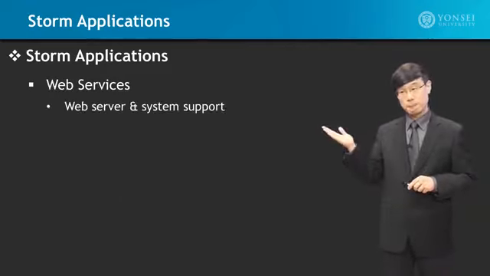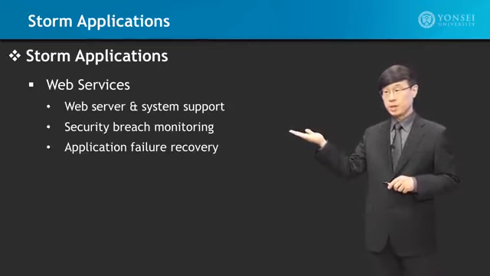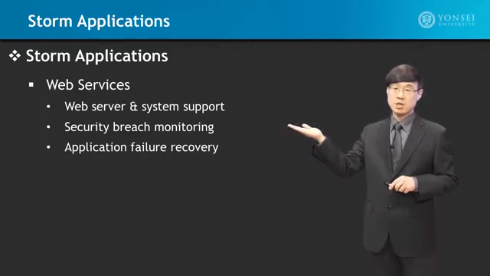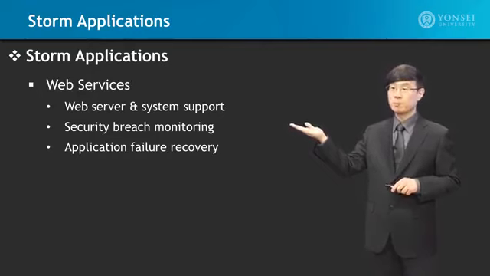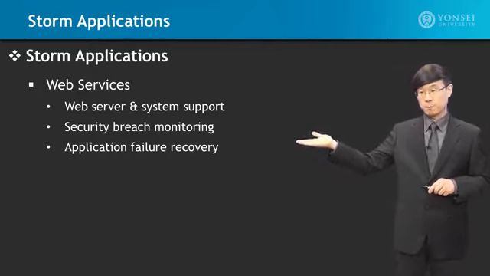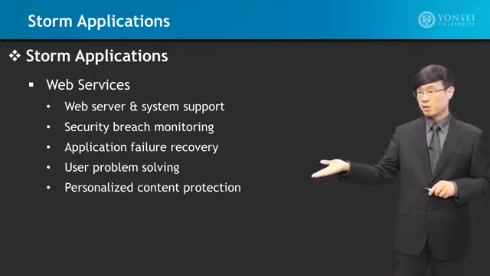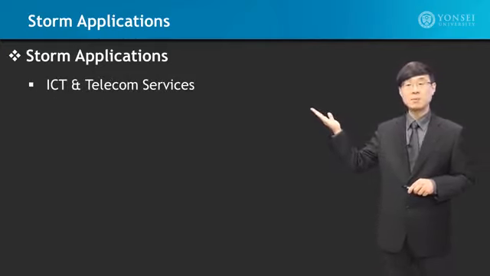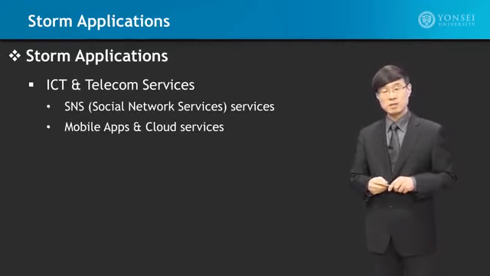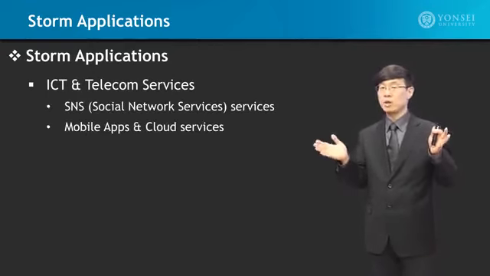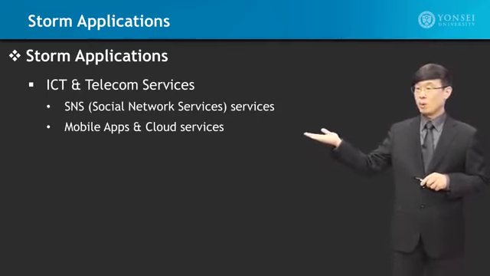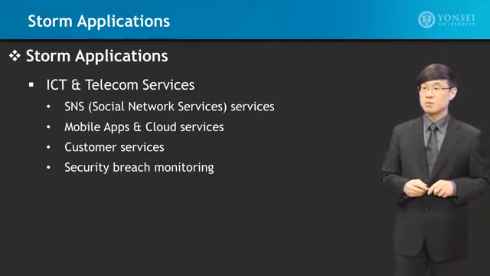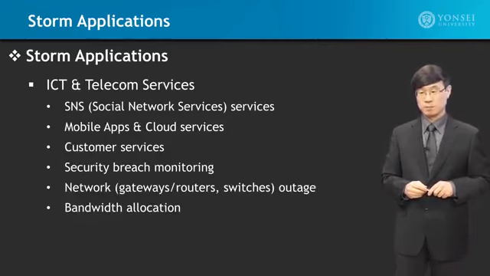Web services: web server and system support, security breach monitoring. Of course, you want immediate response detection on these security breaches. That's why Storm is most appropriate. Application failure recovery, user problem solving, personalized content protection. In the ICT and telecom services, social network services, once again, this is exactly why Twitter uses Storm. Mobile apps and cloud services, custom services, security breach monitoring as well.